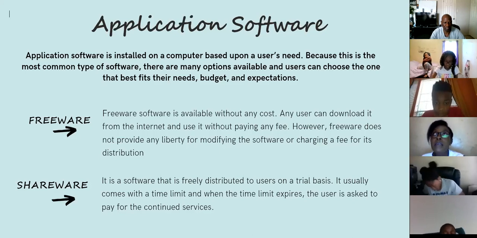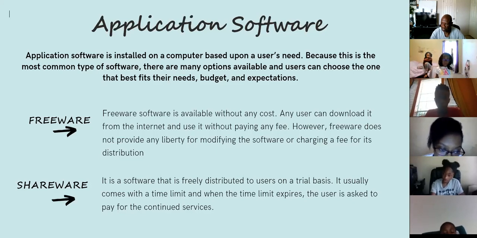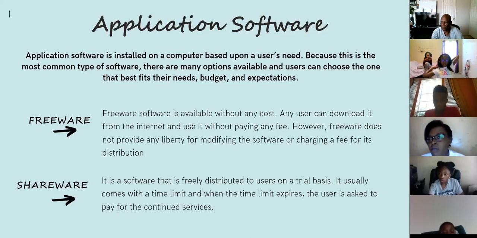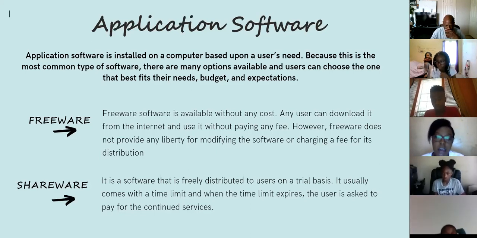Some people just make them free. Those that are free are known as freeware software. They are always available for free, but you can't change them. You just download them for free. Like Facebook, you don't pay for Facebook, you don't pay for Instagram, you don't pay for TikTok. You just get them free, but we cannot change anything about Facebook or Instagram.